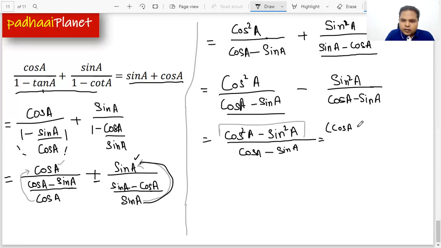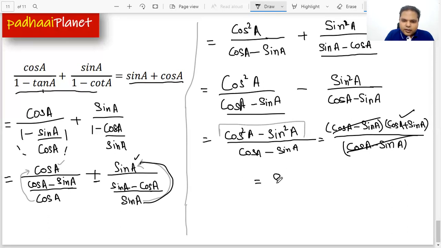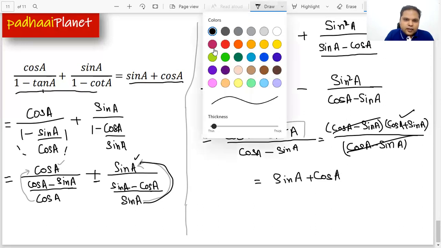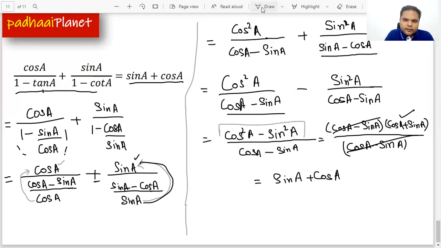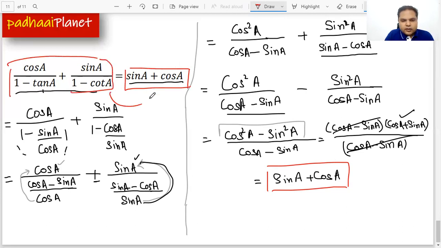When we factorize it, it will be something like this: cos A minus sin A times cos A plus sin A, and the whole thing is divided by cos A minus sin A. Now this simply gets cancelled, and what we are left with is sin A plus cos A. This is nothing but the right hand side, the RHS of my expression, which I had to prove: that this is equal to this.